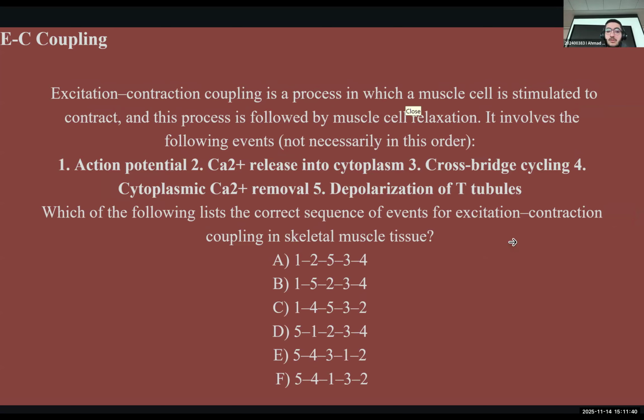So, Bismillah, excitation and contraction coupling is a process in which a muscle cell is stimulated to contract. This process is followed by muscle cell relaxation. It involves the following events: action potential, calcium release, cross-bridging cycle, cytoplasmic calcium removal, and depolarization of T tubules. Which of the following lists the correct sequence of events for excitation-contraction coupling in skeletal muscle?